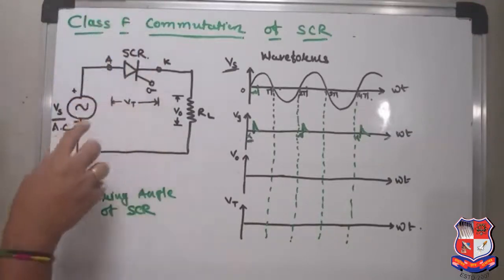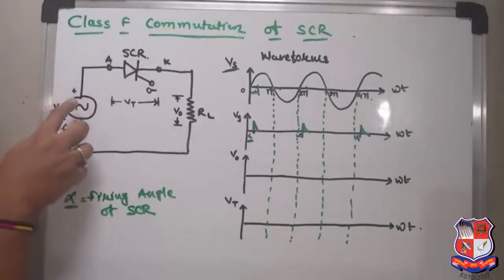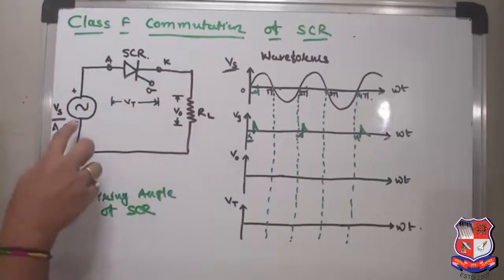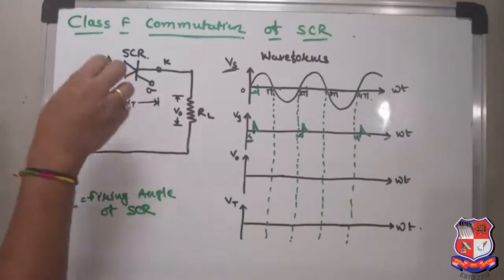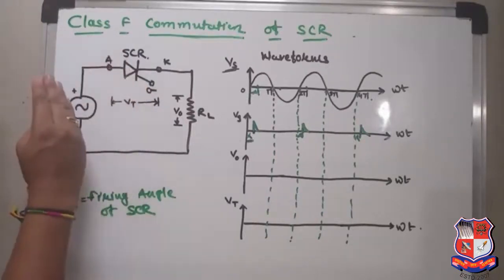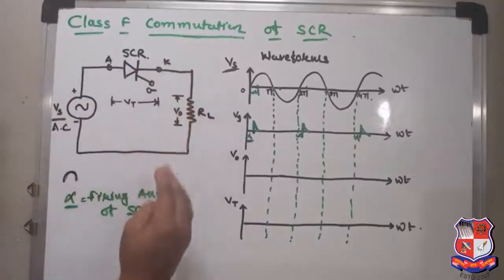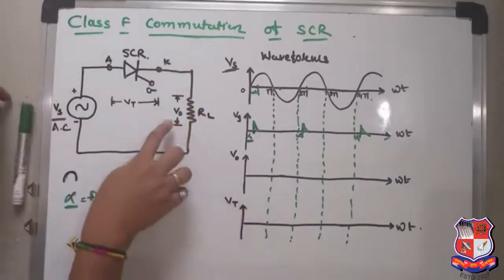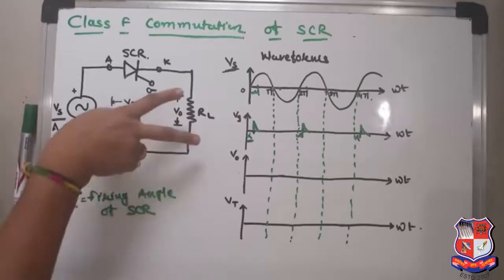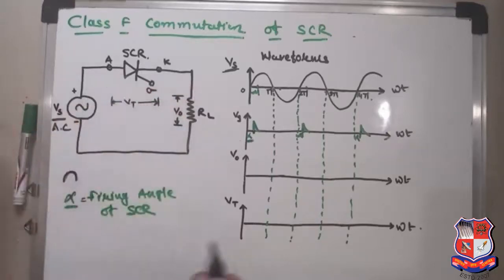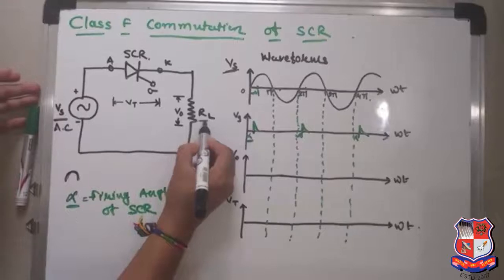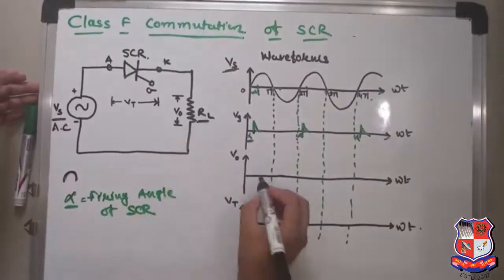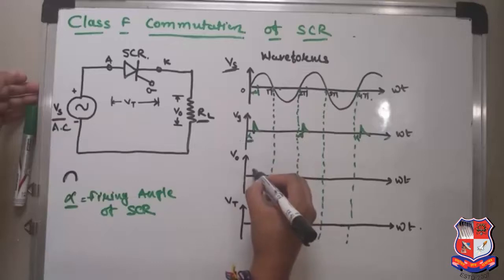Load current flows from positive through the SCR, through the load resistance, to the negative. That means the SCR allows the flow of current from the source to the load. So you will get the output voltage VO, that is the output voltage across the load resistor. Here the load is purely resistive, so my load voltage waveform will be like that.